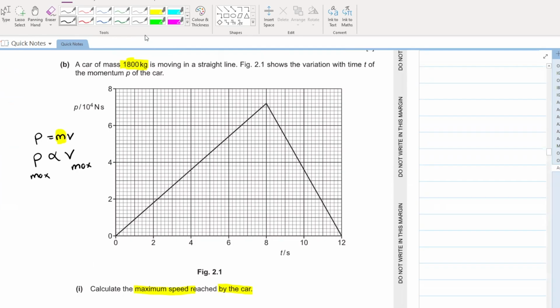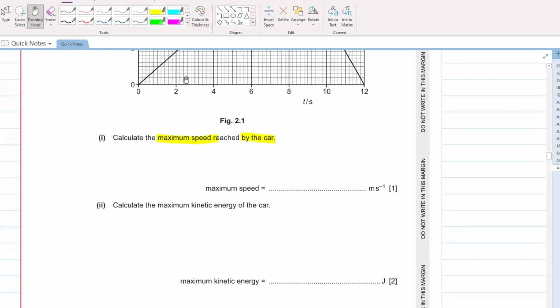What is the maximum momentum here? This value is equal to what? 7.2 into 10 raised to the power of 4. Maximum momentum is equal to what? 7.2 into 10 raised to the power of 4.